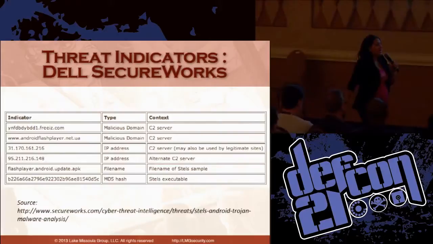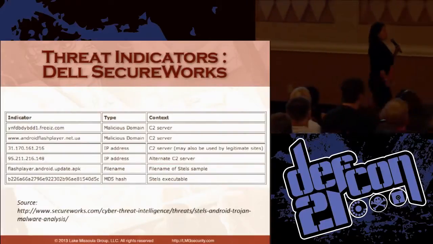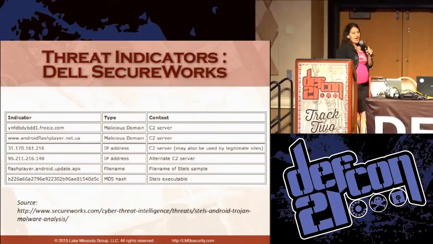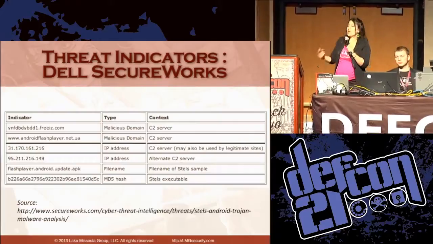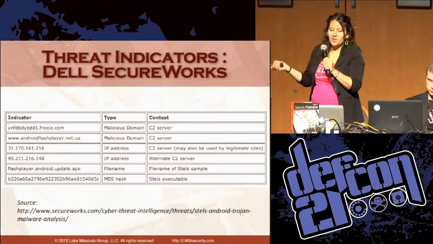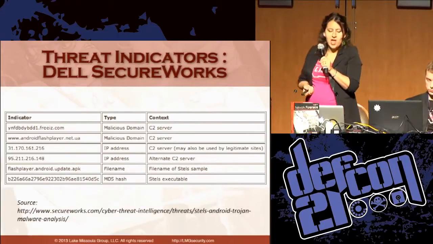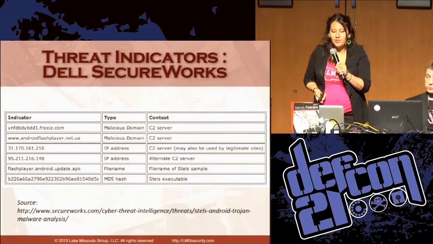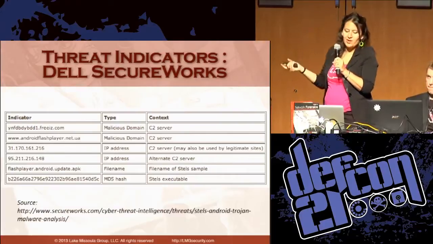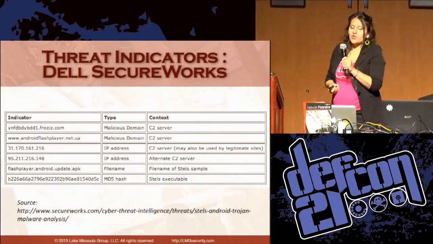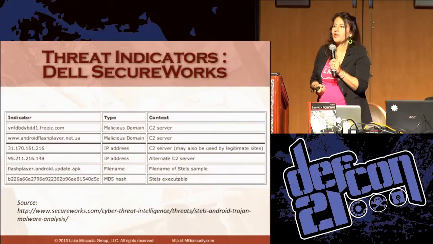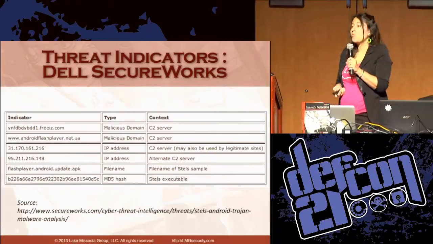So here are some threat indicators that Dell SecureWorks put together for the Android Stels malware. You can see that Android.Stels has specific command and control servers that are known. There's 31.170 something something. That's a server in the United States, actually. And then the other one, 95, is a server in the Netherlands. There's also a file name that Android.Stels is typically distributed as, flashplayer.android.update.apk. And there are 2 domains that are in common use right now, the freeiz.com one and the androidflashplayer.net.ua one. So those were things that we incorporated into our Snort alerts.